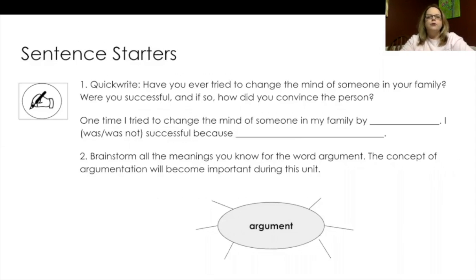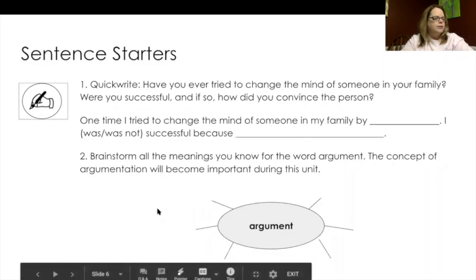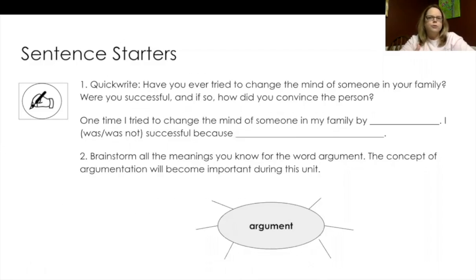Brainstorm all the meanings you know for the word argument. So argument, this is going to be a really important word for you all to know. But some of the words that I came up with are dispute, controversy, disagreement, maybe a debate, all right?